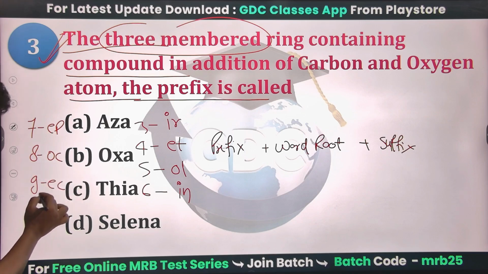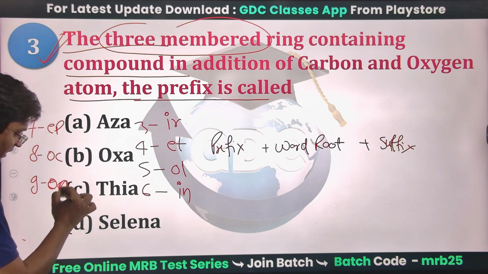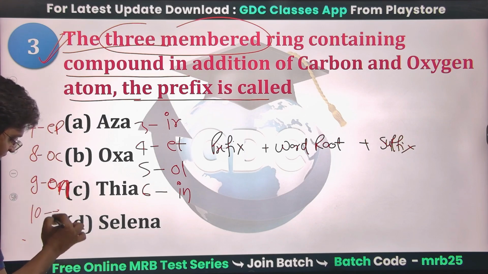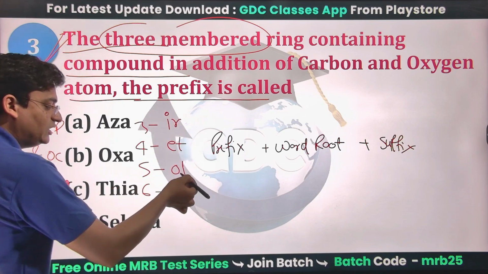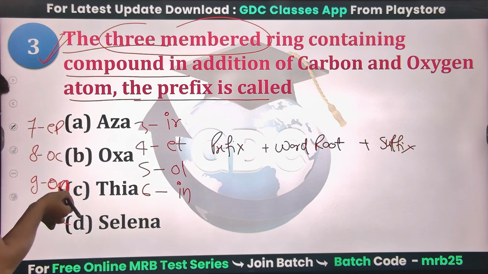And okay, it will be ON, my bad. It is ON, and for 10-member it is EC. Okay, so IR, ET, OL, IN, EP, OC, ON and EC.